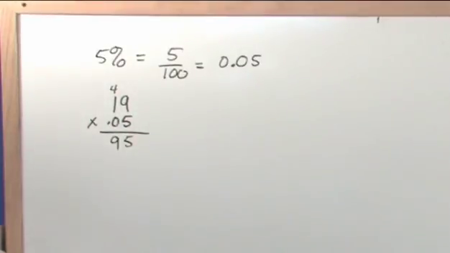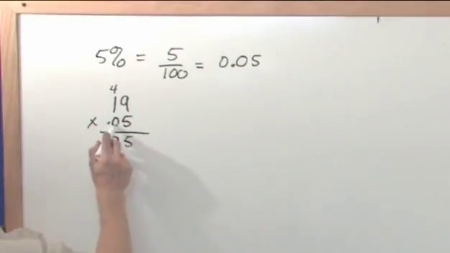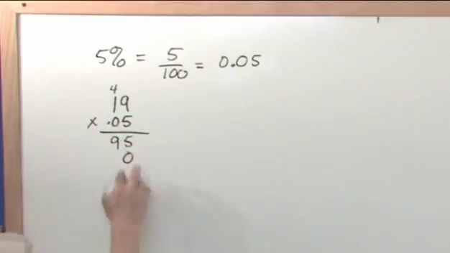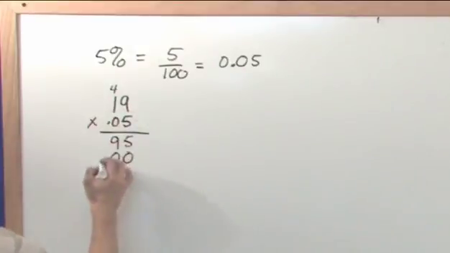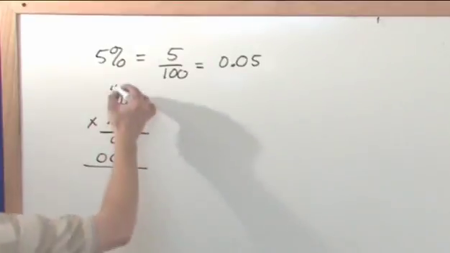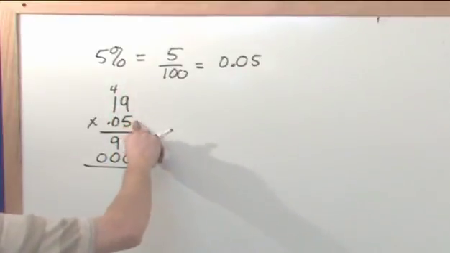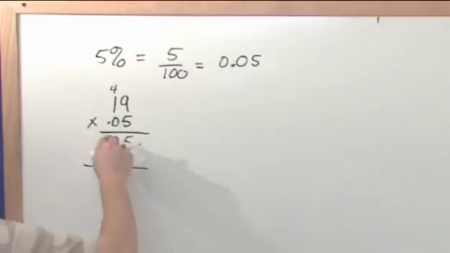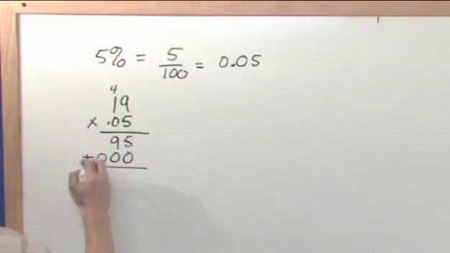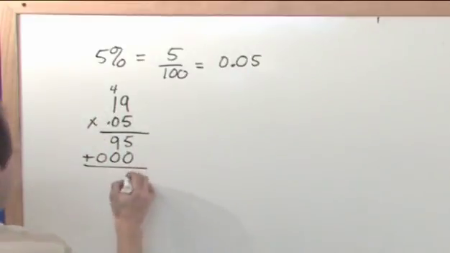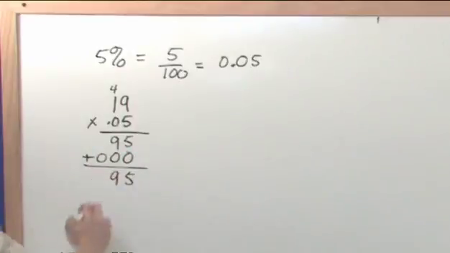Now the next thing I'm going to do is move over here and start multiplying by this guy, so I have to put a 0 here. 0 times 9 is 0, and 0 times 1 is 0. And I don't have to do anything with this 4 because this only applied when I was multiplying by the 5. So 0 times 9 gives me 0, 0 times 1 gives me 0. I add these together, and of course I'm going to get 95 here because I'm adding 0 to it.